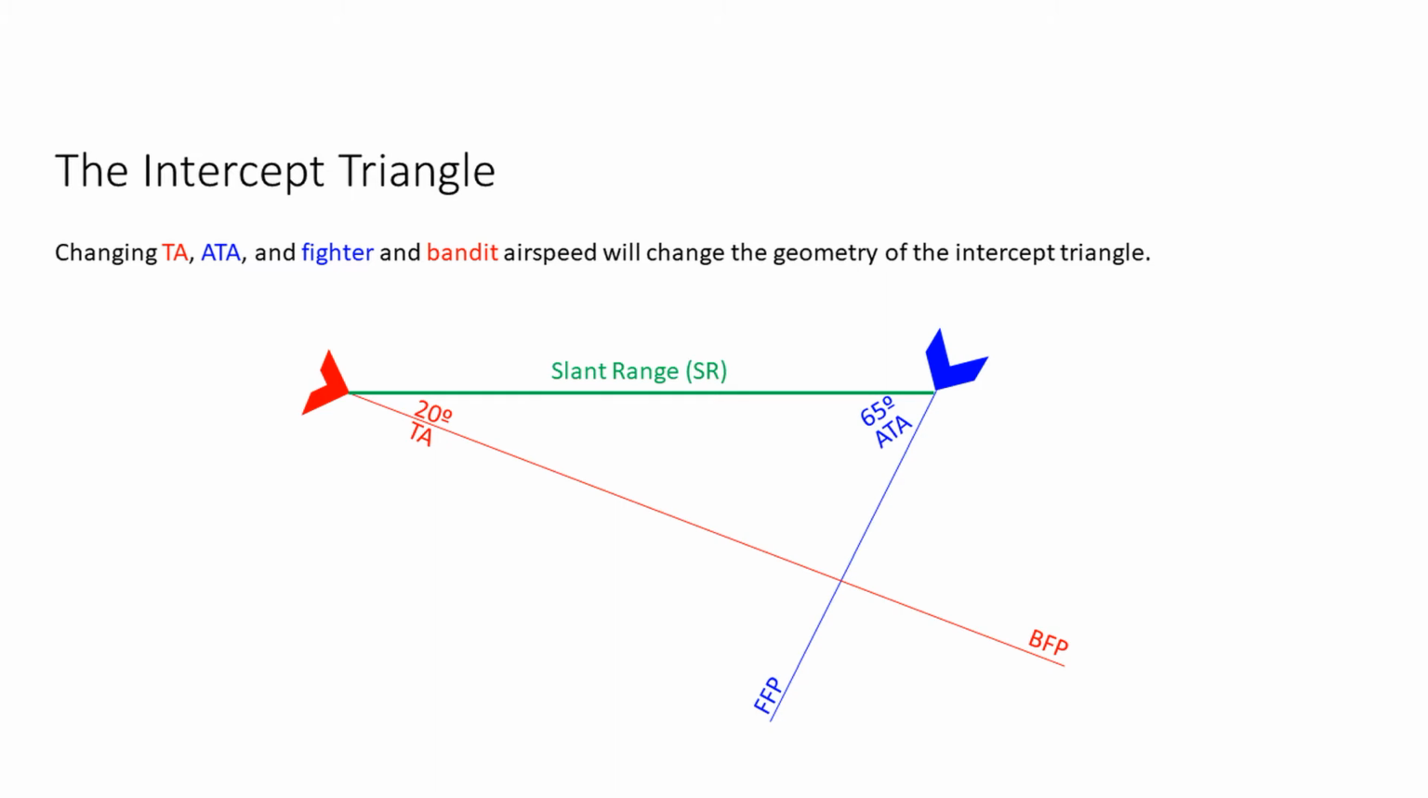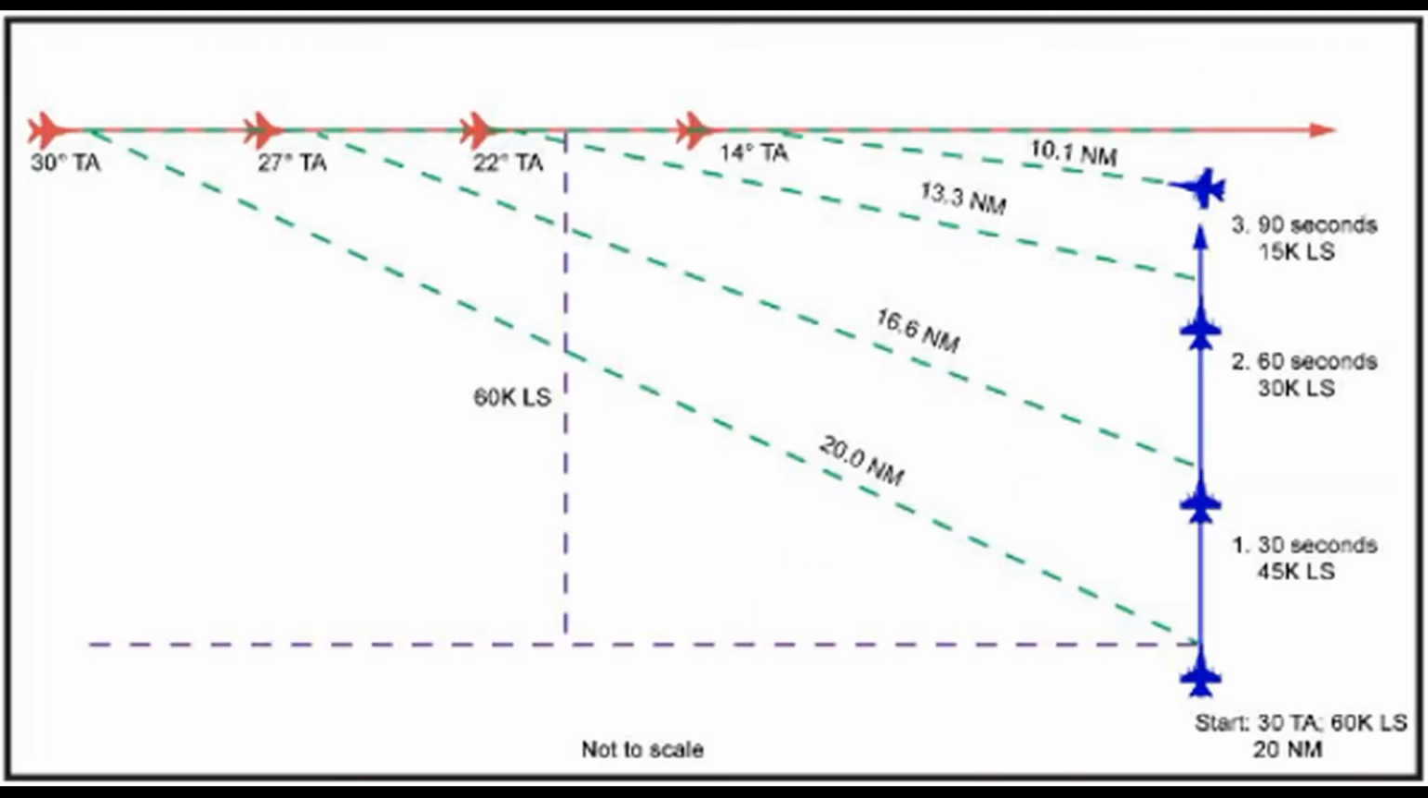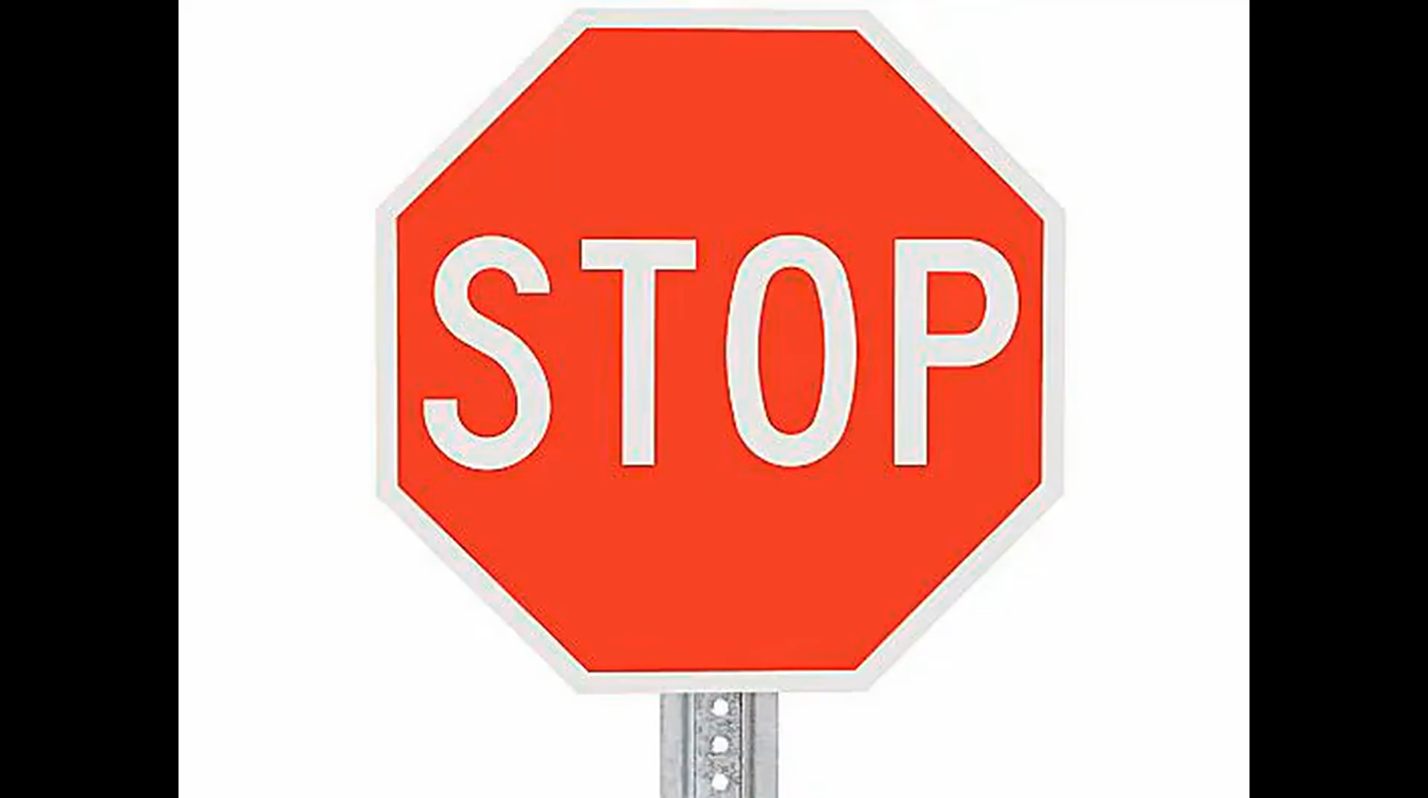And we can see if the bandit turns into us, and if we turn away from the bandit, it completely changes the dynamic of the triangle. Now we finally understand why the geometry changes when the bandit does one thing or we do another. We are ready to move on to part 2 of intercept geometry, where we begin to put these ideas into practice. This is about to get so exciting, but first we need to go over a few more terms.